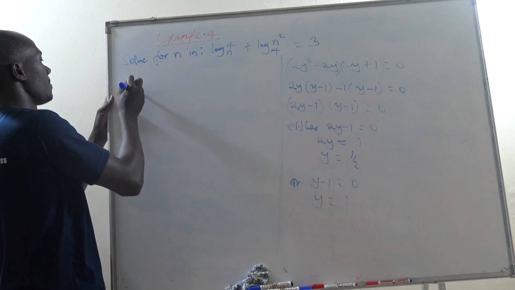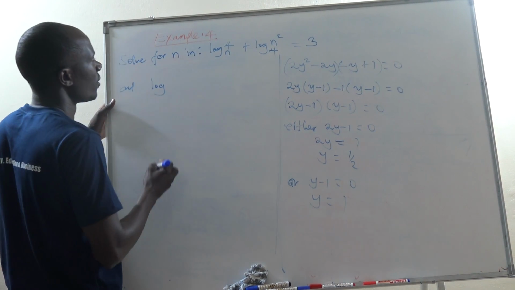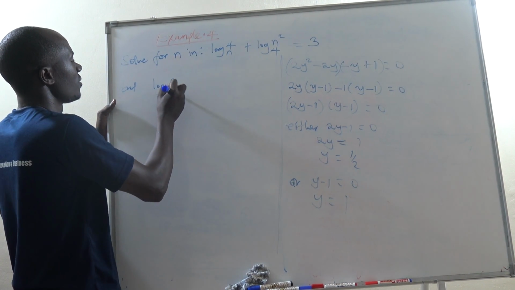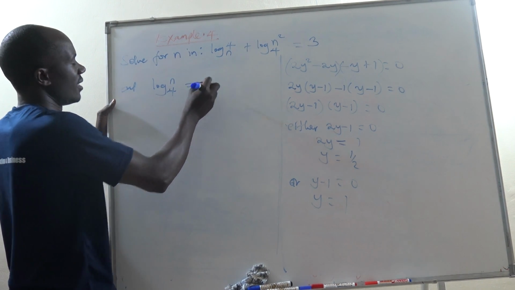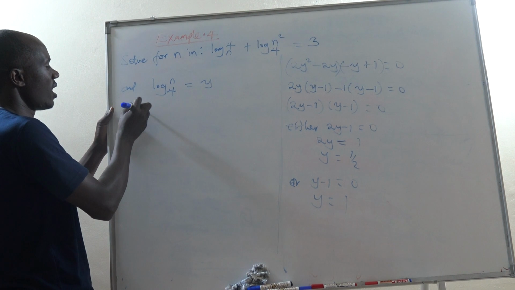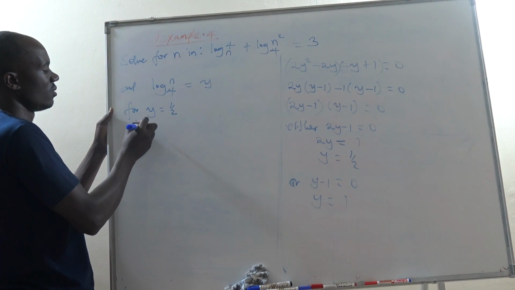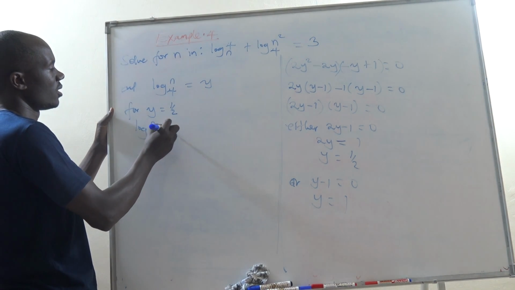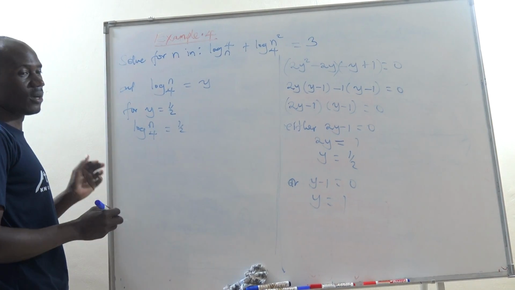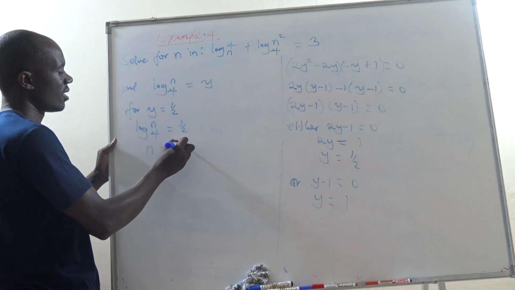But log of n base 4 was equal to y. We now start applying for the first value of y. For y equals a half, we substitute in, you get log of n base 4 equals a half. So the index law comes in, n equals 4 power a half.